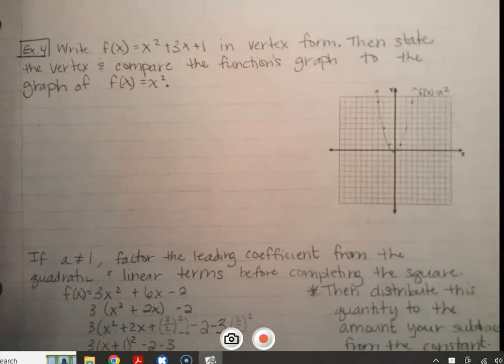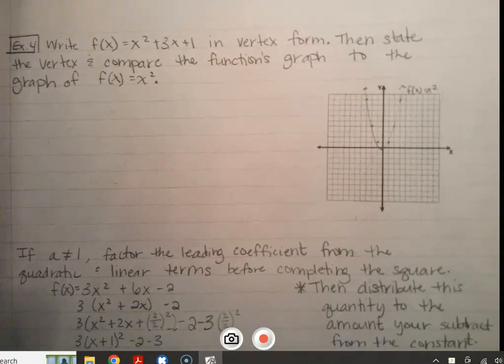All right, so example 4 says write f of x equals x squared plus 3x plus 1 in vertex form, then state the vertex and compare the function's graph to the graph of f of x equals x squared. So that's our parent function, and it's already on there, right? Saved you some time. Your parent function is already on there. All right, so here we go.